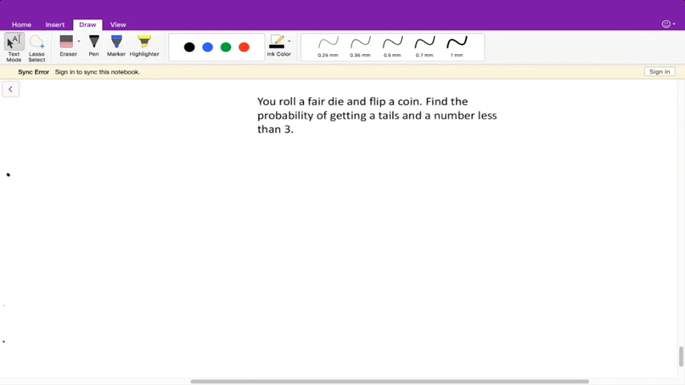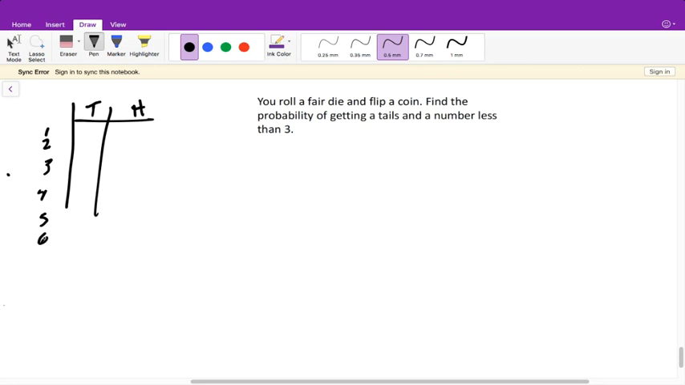You roll a fair die and flip a coin. Find a probability of getting a tails and a number less than 3. So real quick, you can just draw this, a tails and heads, and then we have all the possibilities of getting a 1, 2, 3, 4, 5, and 6. So we can look at all of these possibilities: a tail 1, tail 2, tail 3, tail 4, tail 5, and tail 6. Then we have H1, H2, H3, H4, H5, and H6.